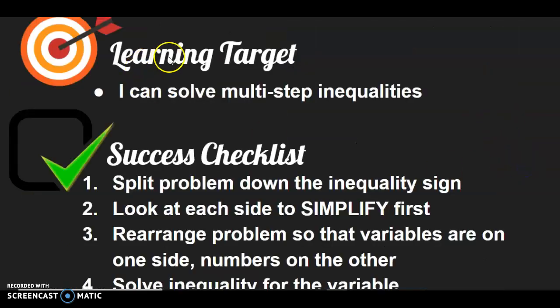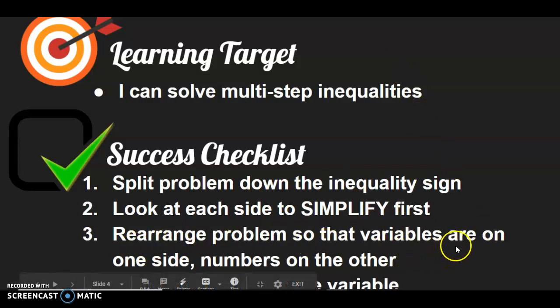Our learning target for today is to solve multi-step inequalities. And the way we're going to do that is by splitting up our problem down the inequality sign this time. We're not solving for equations, we're solving for inequalities now. We look at each side to simplify. If we cannot simplify, then we move to rearranging our problem so that we have variables on one side of the inequality and numbers on the other. And then we're going to solve our inequality for the variable.